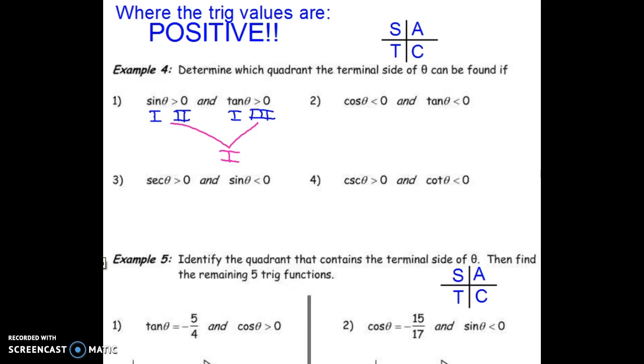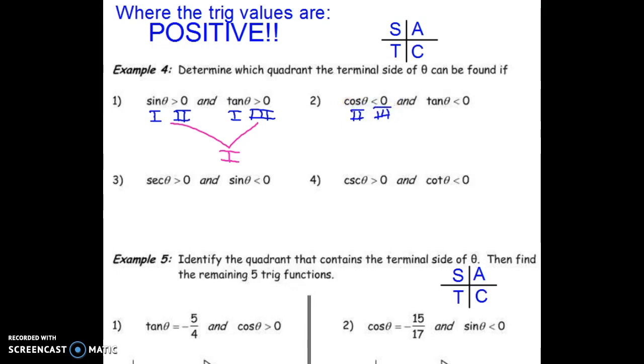Now we have, as you can see right here, where is the cosine negative? Well, if it's positive in these two quadrants, it must be negative in those two quadrants. So, that would be negative in these two quadrants here, so that would be quadrants 2 and 3.